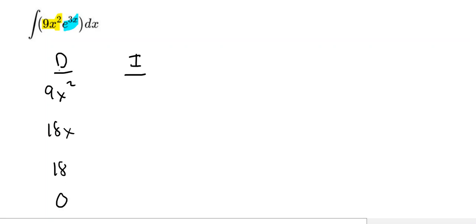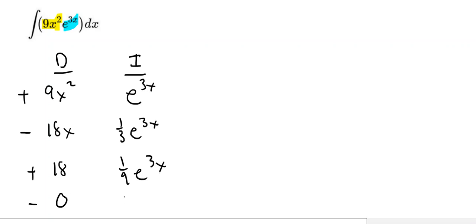So you see with an algebraic derivative, you're going to eventually get down to 0. And this is plus, minus, plus, minus. We alternate the signs, starting with plus. Then underneath the I, we put e to the 3x. The antiderivative of that is 1/3 e to the 3x. Then 1/9 e to the 3x, and then 1/27 e to the 3x.